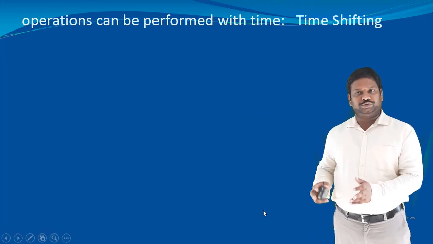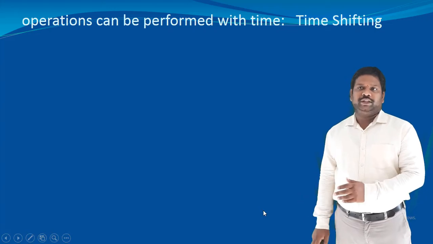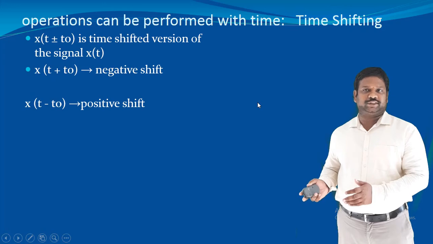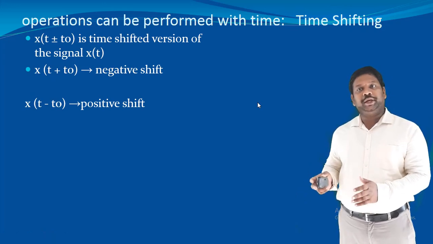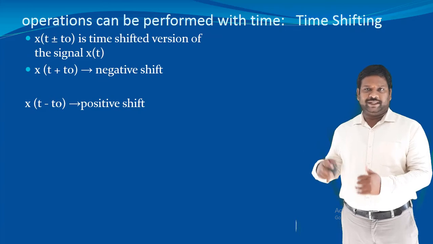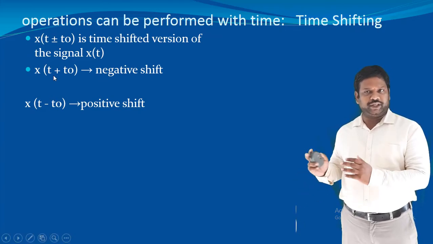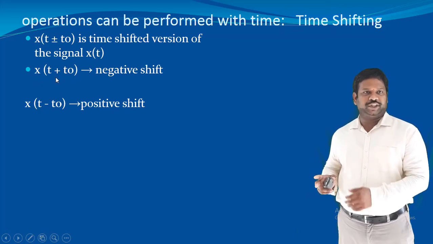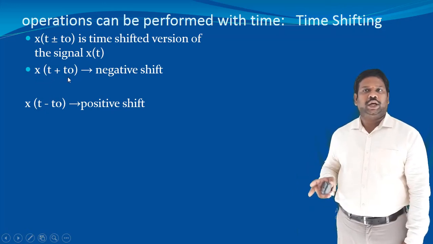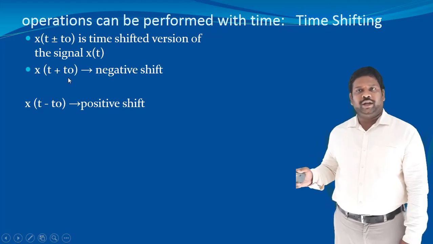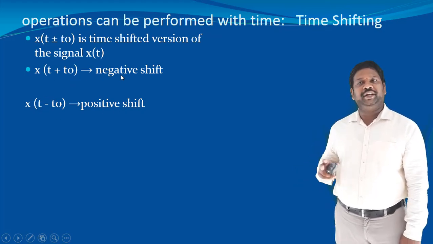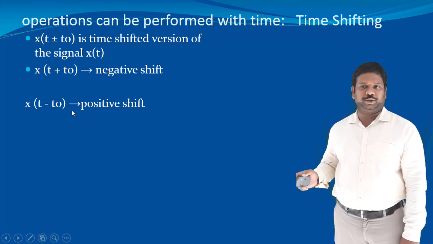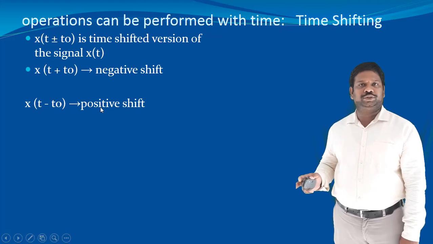Next are the operations performed with respect to time. The first one is time shifting. Generally, the time shifted version of the corresponding x of t is given by x of t plus or minus t naught. In this plus or minus, we have two different types of shifting operation: negative shift as well as positive shift. That is, x of t plus t naught is the negative shift, and x of t minus t naught is the positive shift.